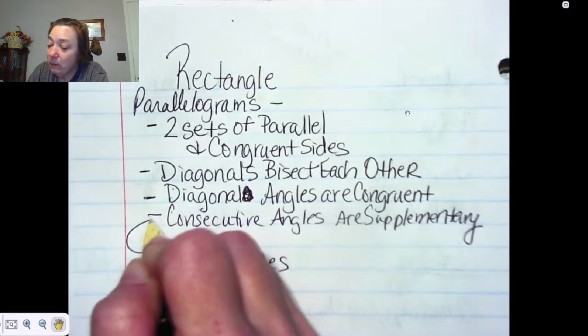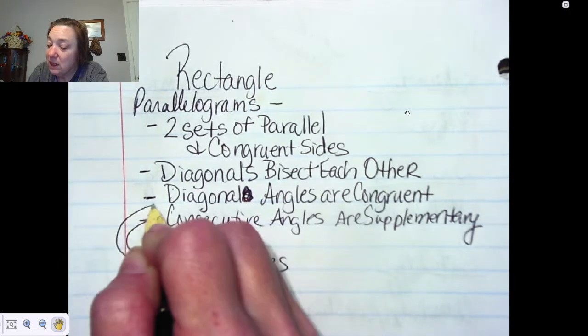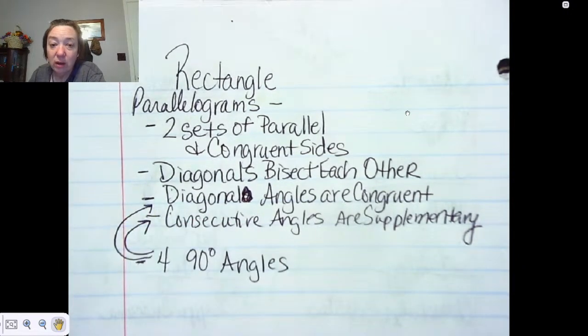And that leads right back to this and this, that the diagonal angles are congruent and the consecutive angles are supplementary, right? Because 90 degrees is congruent to 90 degrees, so the diagonals will be congruent. And then 90 plus 90 is 180, so that works out too.